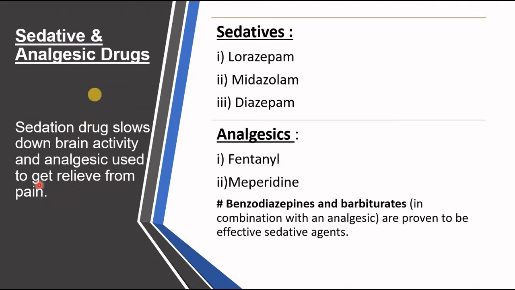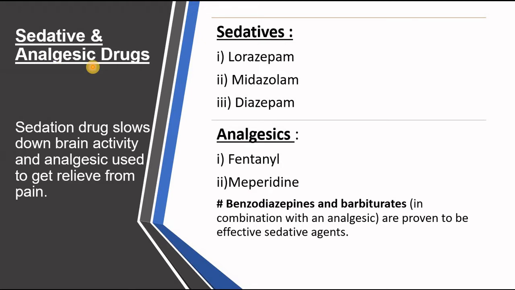Once the anesthesia is given to the patient, these drugs are mandatory to give to the patient so that it slows down the brain activity of the patient. Moreover, it helps to get relief from the pain. So analgesic drugs also play a vital role in relieving pain.